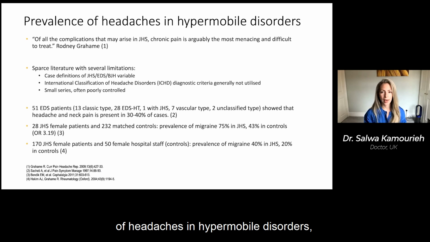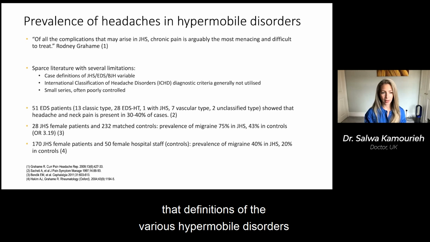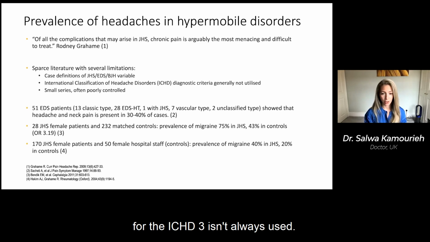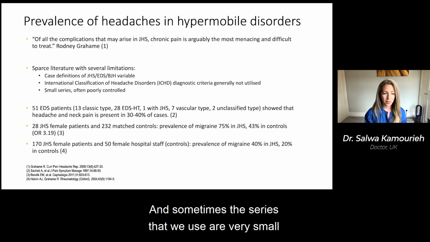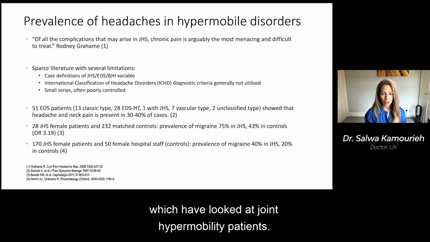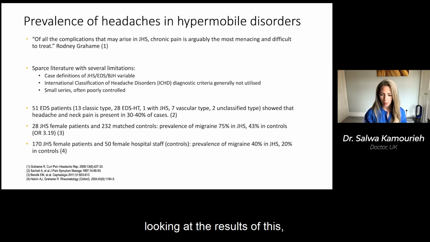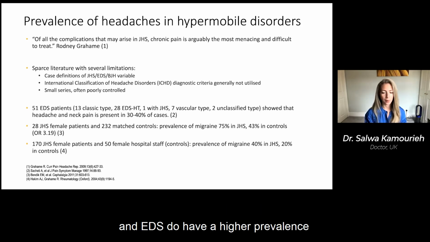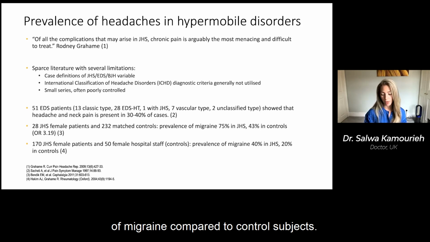In terms of the prevalence of headaches in hypermobile disorders, the literature is sparse, and that may be related to the fact that definitions of the various hypermobile disorders are quite variable. Generally, the diagnostic criteria of the ICHD-3 aren't always used, and sometimes the series are very small and poorly controlled. I've listed here 3 studies which have looked at joint hypermobility patients. Overall, I think you would agree that it is pretty clear that patients with joint hypermobility and EDS do have a higher prevalence of migraine compared to control subjects.